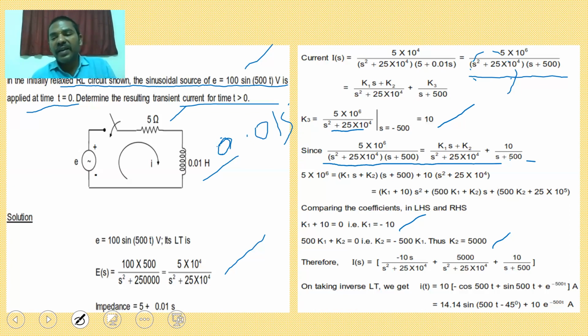10 you have taken as common. So here there is sin A minus cos B, so you are writing finally 14.14 sin 500t minus 45 degrees plus 10 into e power minus 500t. The previous step itself is the solution of the equation. If you want to write further simplification, then you can go for 14.14 sin 500t minus 45 degrees plus 10 into e power minus 500t amperes.